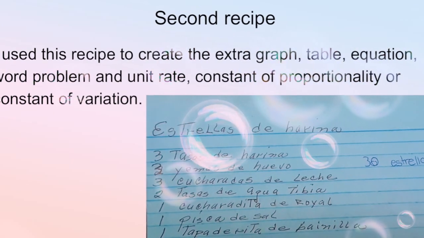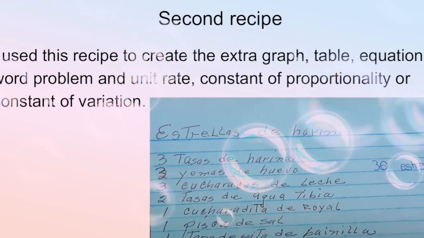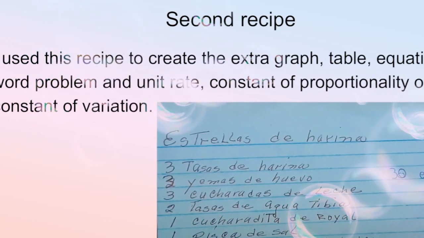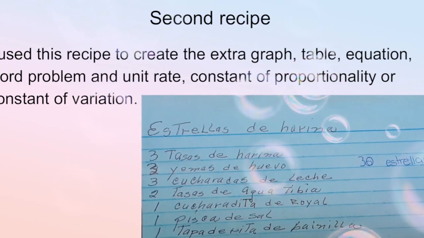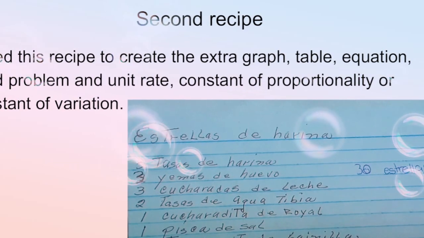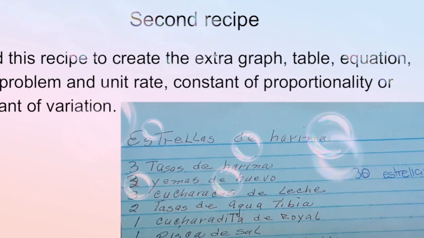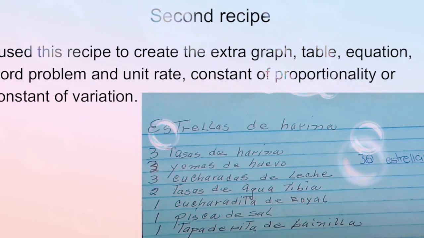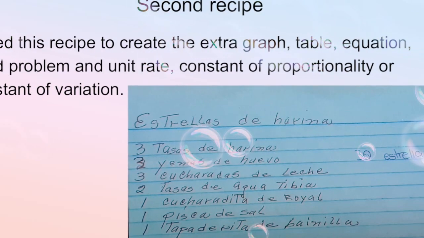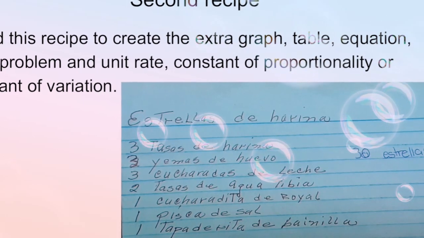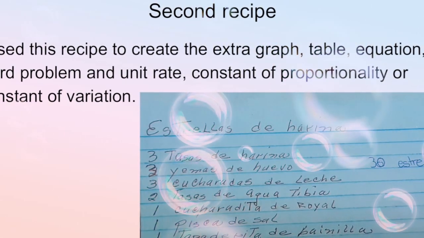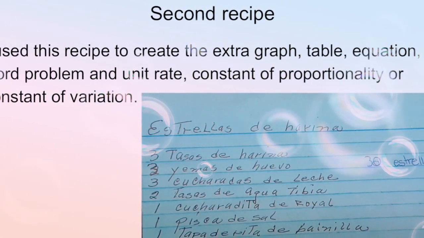Second recipe. I used this recipe to create the extra graph, table, equation, word problem, and unit rate, concept of proportionality or constant of variation. This recipe is to create flower stars. With this recipe, you can create about 30 stars. The ingredients are 3 cups of flour, 3 eggs, 3 teaspoons of milk, 2 cups of hot water, 1 teaspoon of royal, 1 pinch of salt, and 1 cup of vanilla.